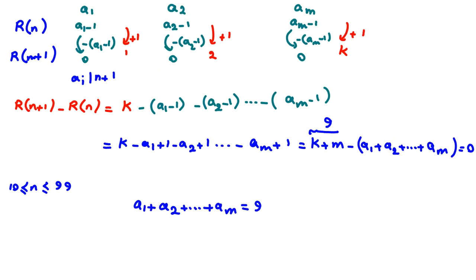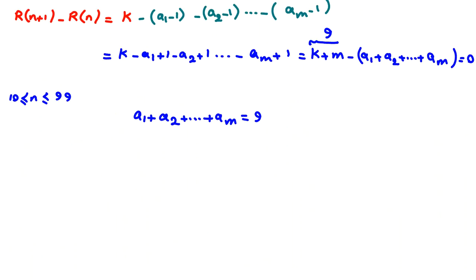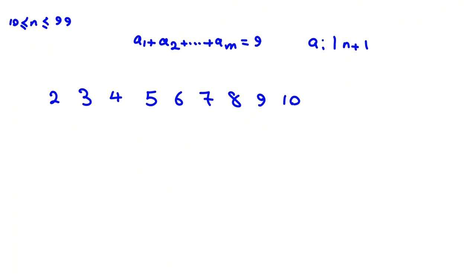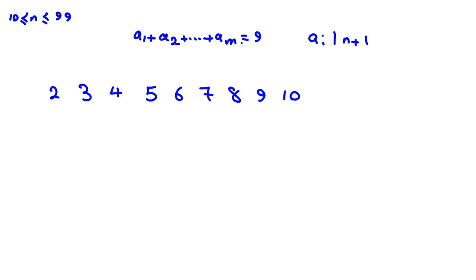So let's check this part. The sum of them equals 9. And you know ai can be 2, 3, 4, 5, 6, 7, 8, 9, 10. These are the only numbers that ai can be, dividing n plus 1. So let's check the sum of some numbers equal to 9.